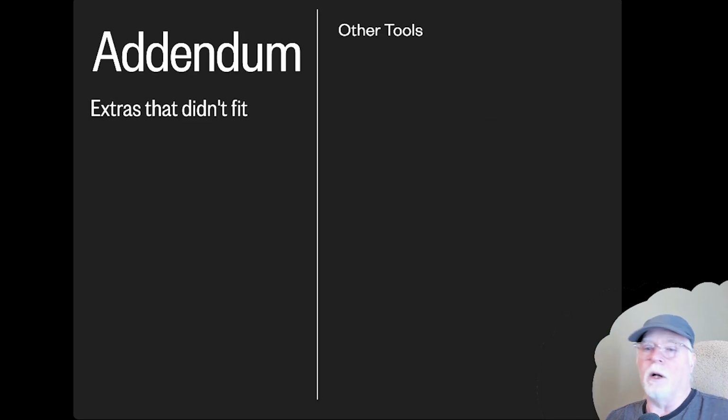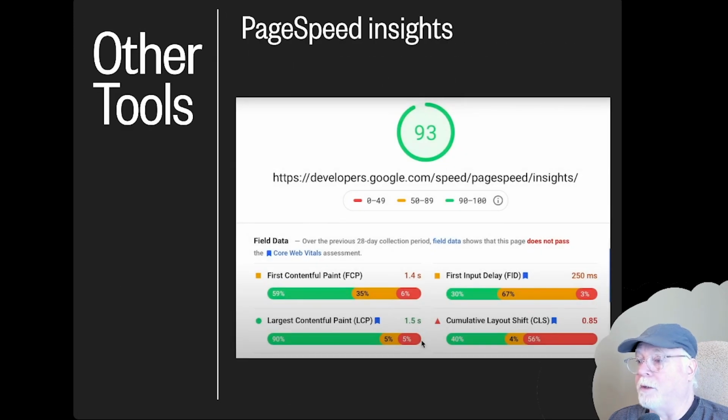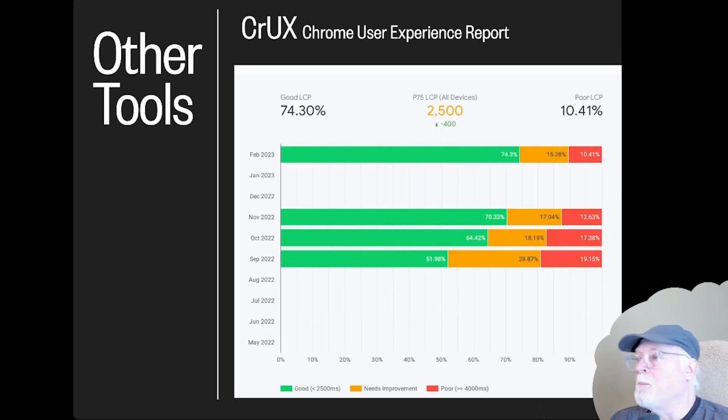All right, so there's lots of other details we can talk about here. There's other tools that really aren't applicable to this talk. They're field tools that use the same metrics, but they'll use actual data. So they'll tell you 59% of your users have a good experience, while the rest of them don't. And you can drill down in those reports.